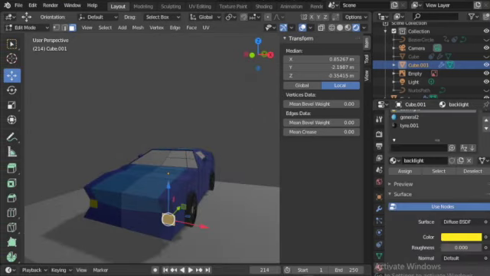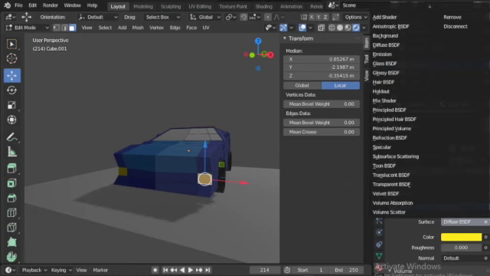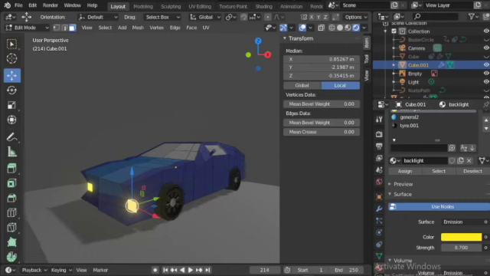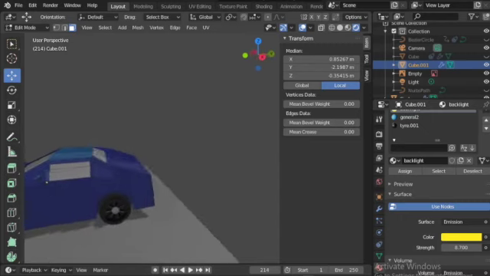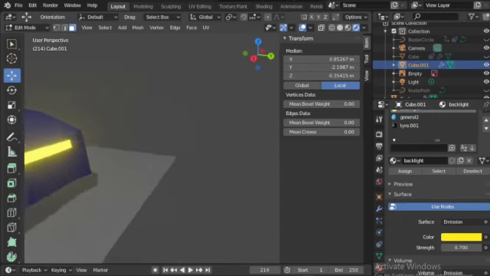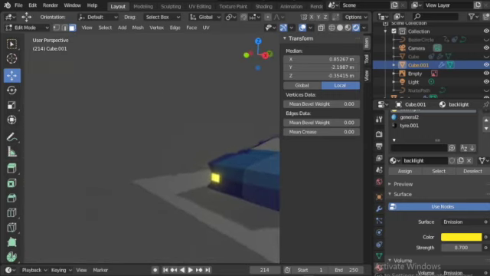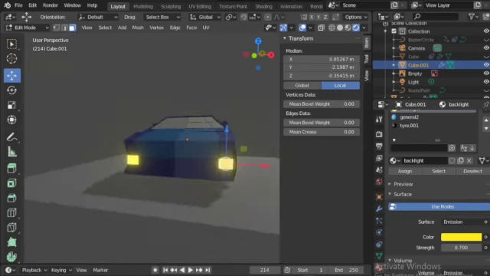Adding the light color yellow wouldn't be enough. Therefore, emission is implemented by changing the BSDF surface to an emission surface. The level of brightness can be adjusted with strength. Since the headlight and tail light are connected by the same node, its characteristic is shared.